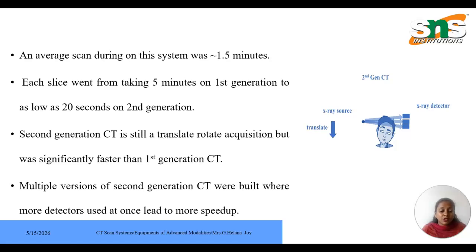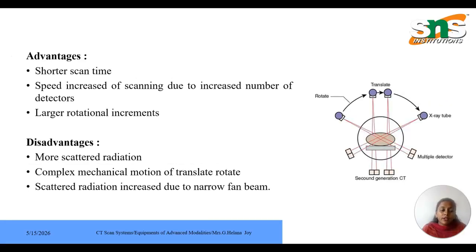Multiple versions of the second generation CT were built, where more detectors were used to speed things up. Coming to the advantages, it has a shorter scan time, the scanning speed increased due to the increased number of detectors, and larger rotational increments were also made.